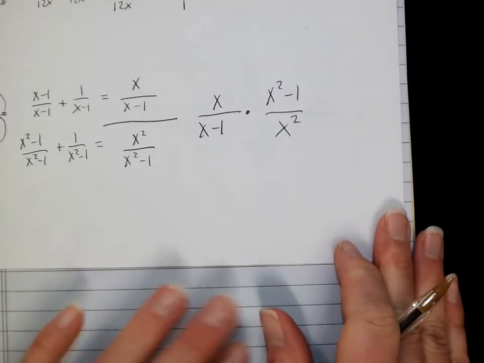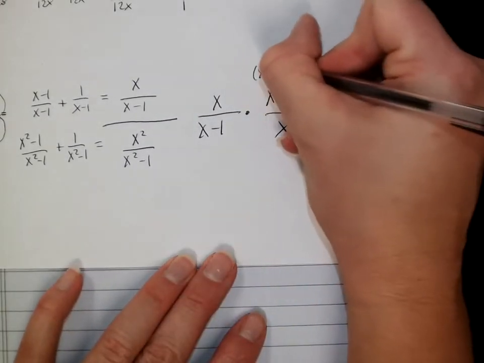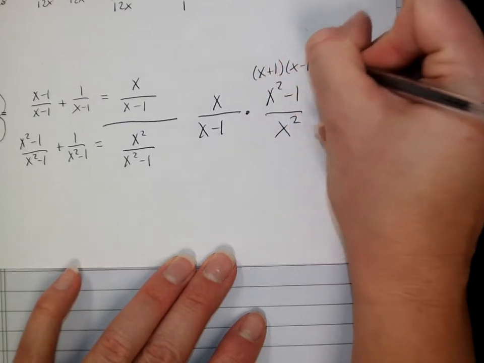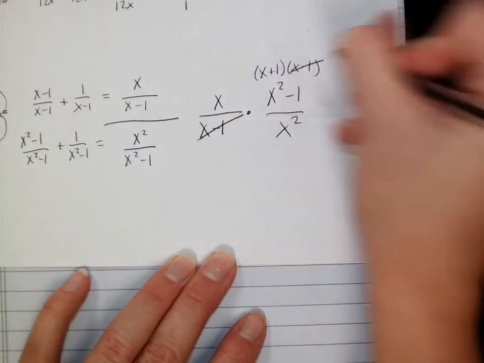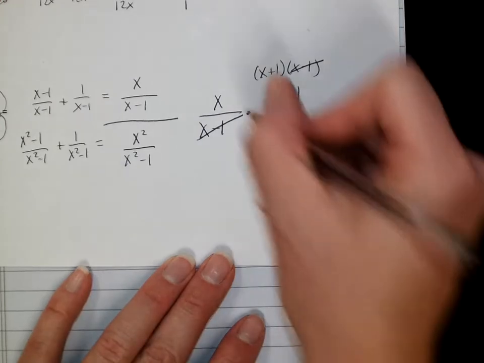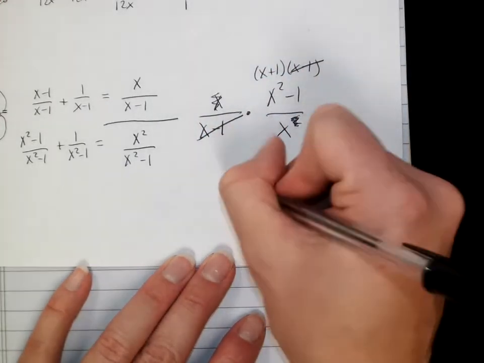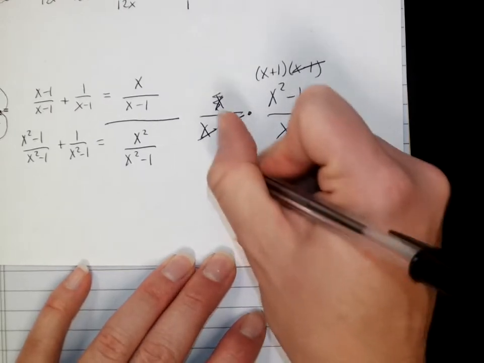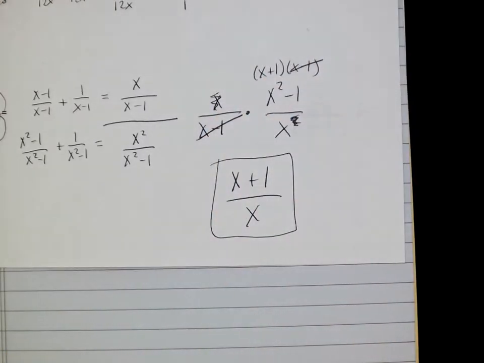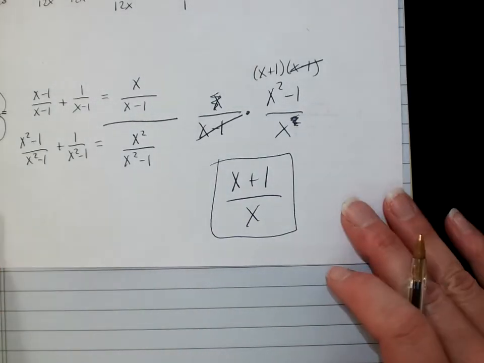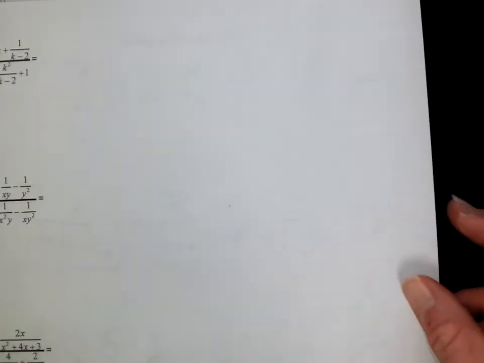Looking at reducing here, I can factor this into x plus 1 and x minus 1. These x minus 1 terms are going to cancel out. This can cancel out too. This x cancels out one of these, and I'm left with just x plus 1 over x. Now don't get crazy. I know canceling is fun, but you can't cancel that any further. Done. Similar thing here on the back, so I'm just going to keep going.